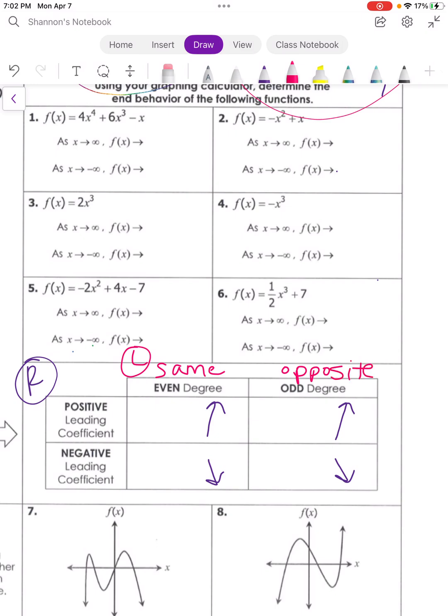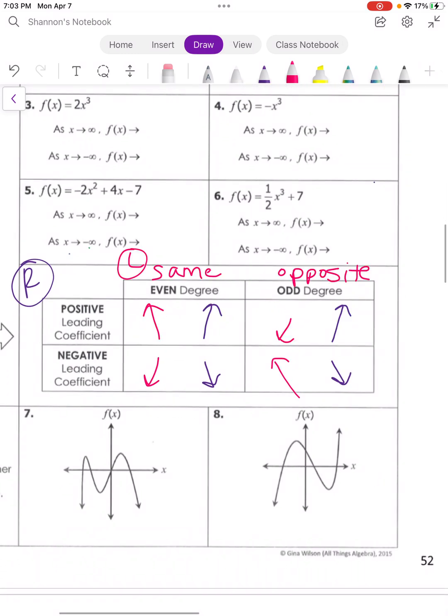So when I look at a quadratic, that's an even degree, they either both went up or they both went down. But when I looked at my odd degree, so my cubic or my quintic, one was going up and one was going down. So they would go opposite directions.